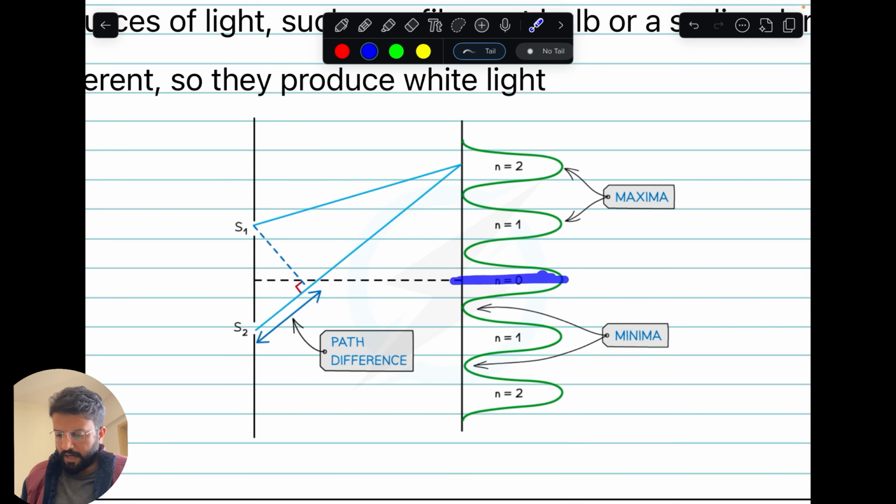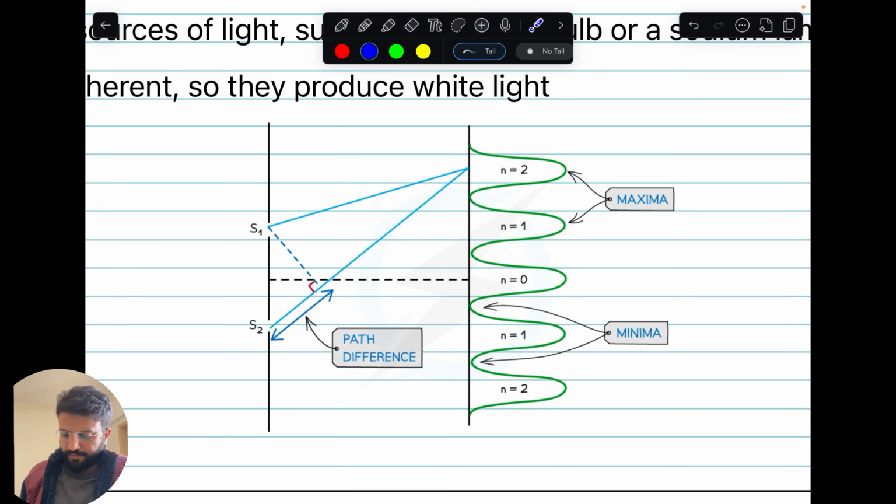You will see maxima at the center, and the central maxima is the zeroth order maxima. One above or one below are the first maxima, and two above or two below are the second maxima. In between each pair of maxima there are minima.